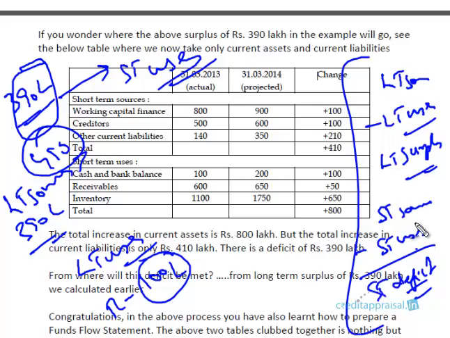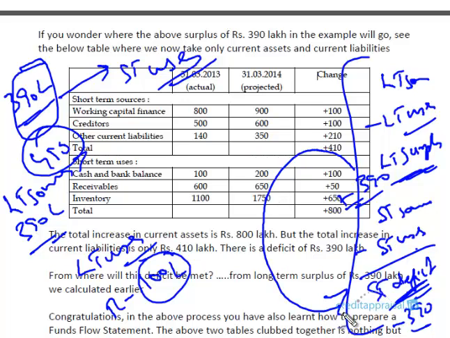So if two of these, long term sources and long term uses, have generated a surplus, automatically for the balance sheet to tally, it means that the short term sources and short term uses difference has generated an equivalent amount of deficit. So if you got this 390 lakhs plus, it definitely means you are going to get a 390 lakhs deficit. So the long term surplus is going to be utilized in the short term deficit. You do the calculation. This is the calculation.